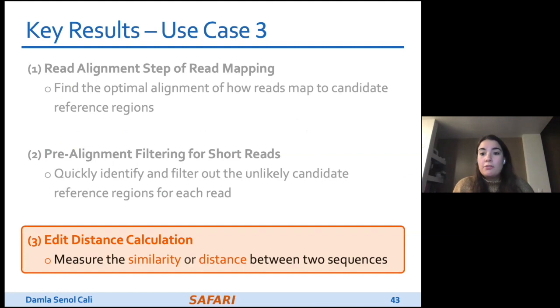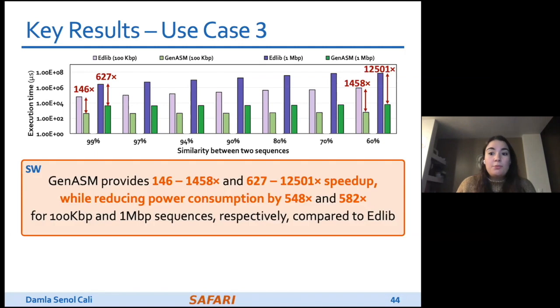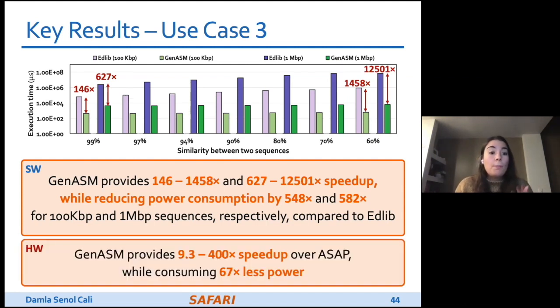And briefly, let's look at our results for the third use case. Here, compared to the software baseline, Edlib, GenASM provides 2 to 4 orders of magnitude speed up while reducing power consumption by 2 orders of magnitude. And compared to the hardware baseline ASAP, GenASM provides 9.3 to 400 times speed up while consuming 67 times less power. So again, we find that GenASM is significantly efficient in both metrics, both speed up and power consumption, compared to the baselines for this use case.